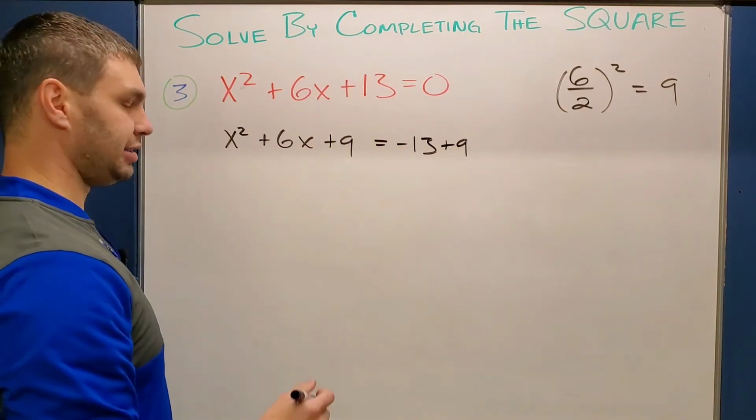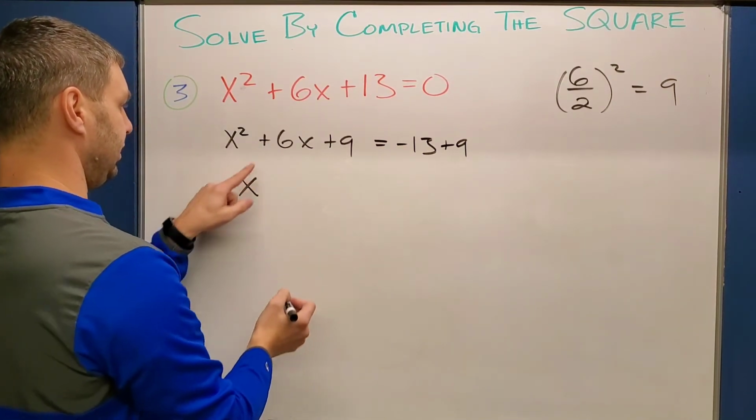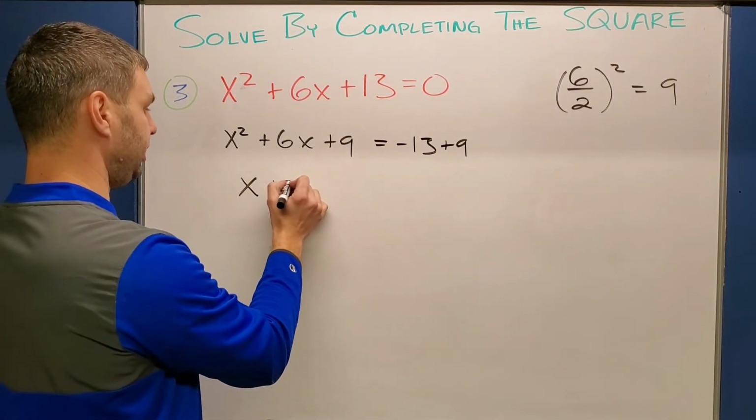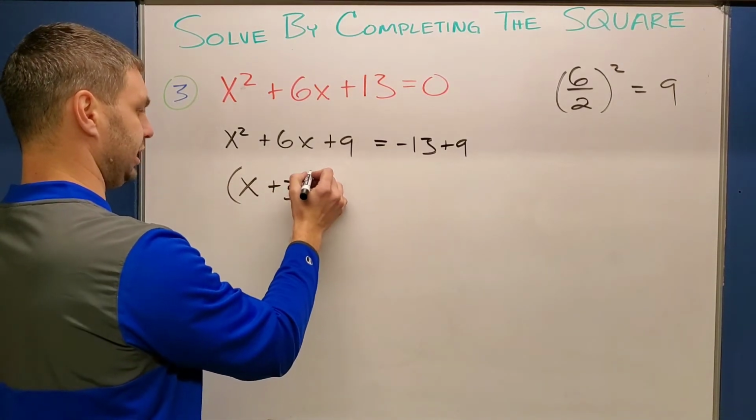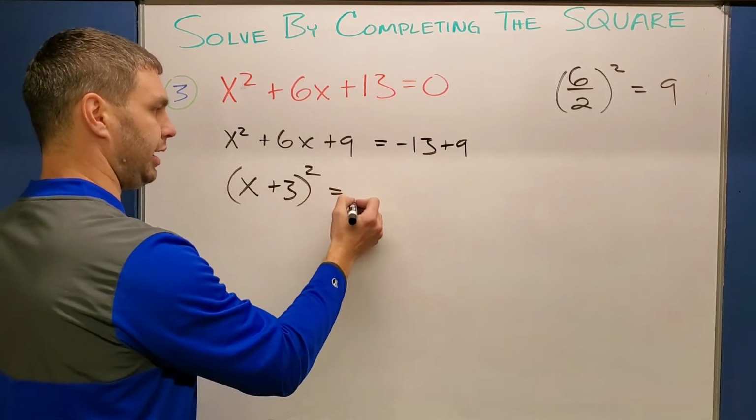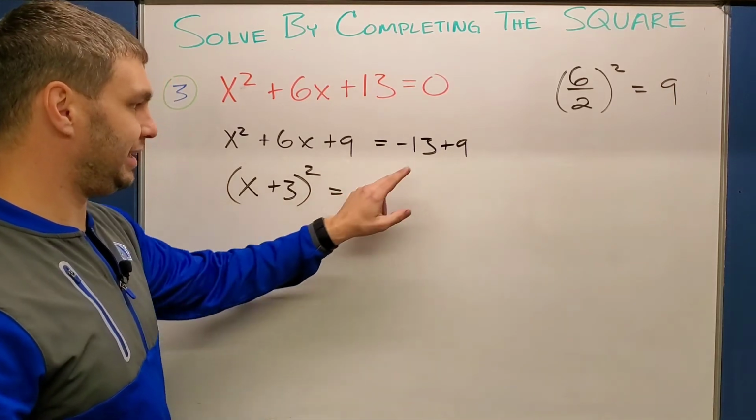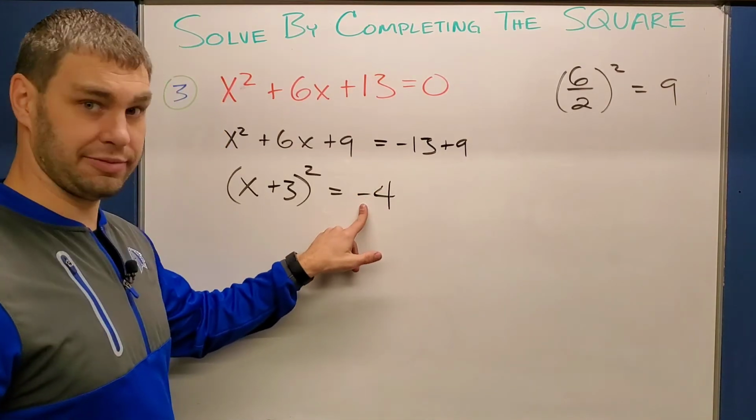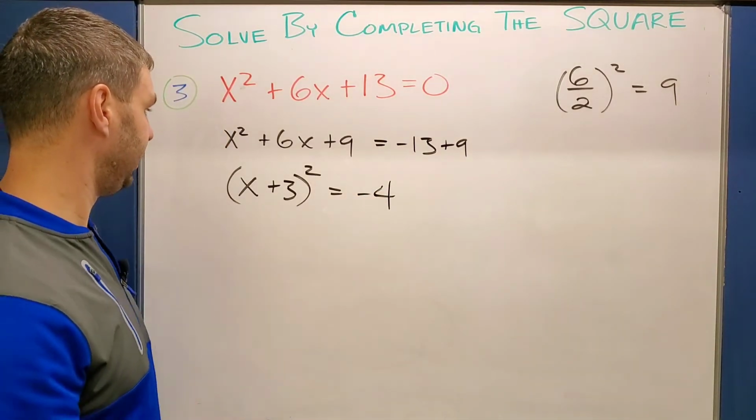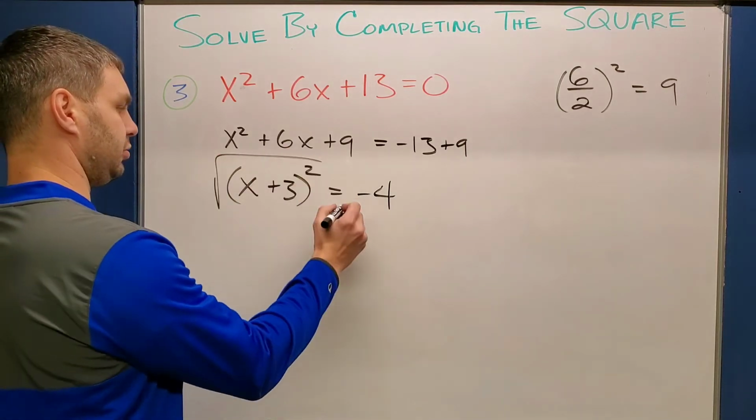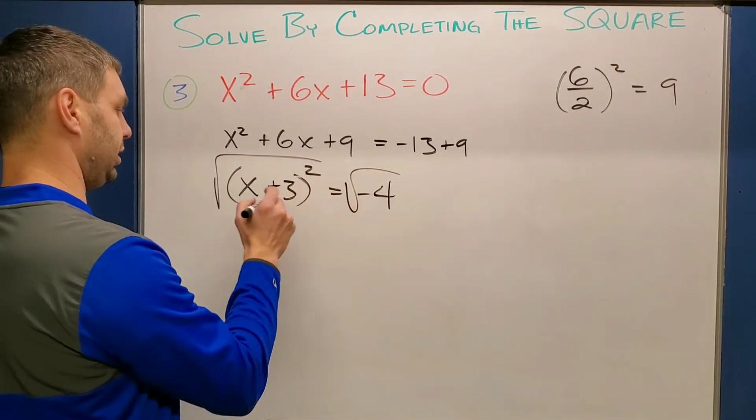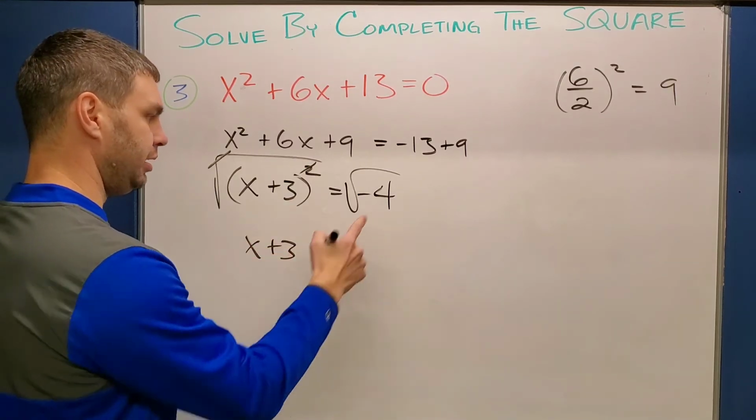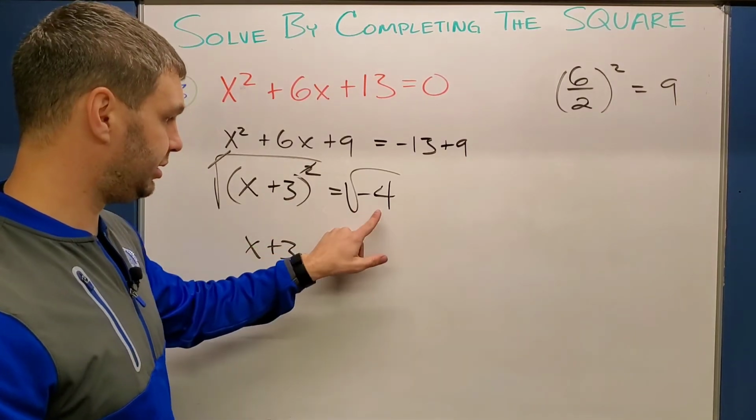On the left side, what this gives me is x plus, and then the square root of 9 is 3. So it's going to be the binomial x plus 3 squared. On the right side, negative 13 plus 9 is negative 4. All right, so this negative might pose some problems here in a little bit. Let's see if it does, okay? Take the square root of both sides because that's why we did this, so that the left side can cancel, and we're left with x plus 3.